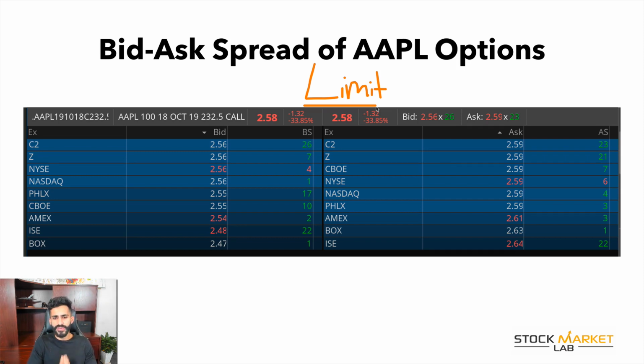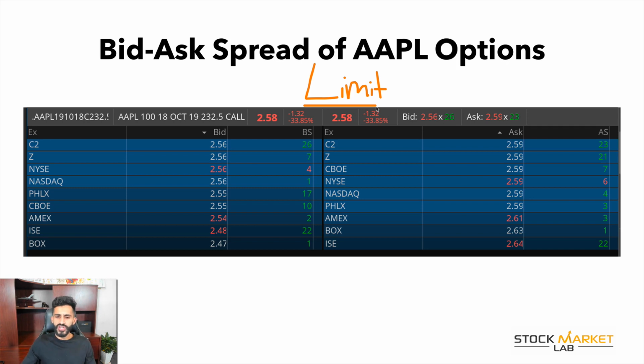Do not use anything besides limit orders for anything that has a very wide spread, that doesn't have a lot of volume, doesn't have a lot of liquidity, and that applies heavily to options. There's some stocks that don't have a lot of volume either, but for options, always stick to limit orders, guys. Always stick to limit orders.